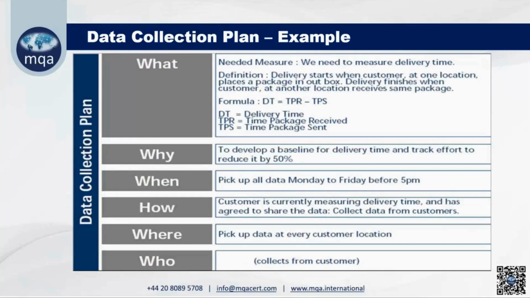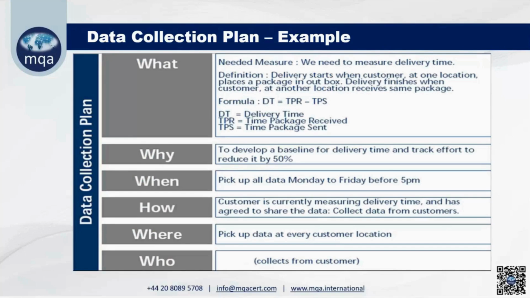Then to develop the baseline of delivery time and track the efforts to reduce it by 50%. Now why are you measuring the data? Because delivery time may be high. So we are feeling the pain of high delivery time. So our aim is to reduce the delivery time by 50%.